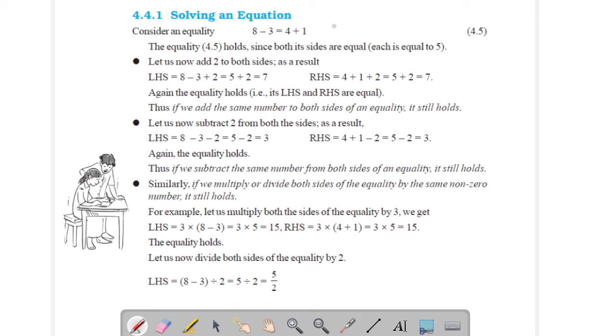Good morning, students. Today we will do solving an equation.